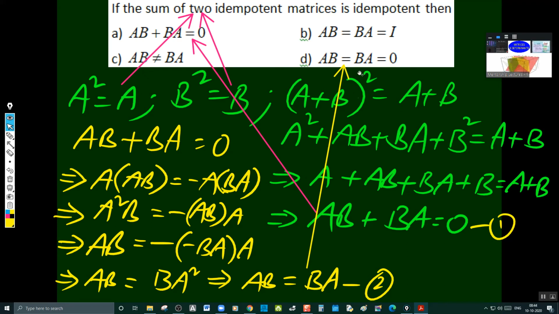But AB is equal to BA is equal to I cannot be decided, but this is equation 1, this is equation 2. If you replace BA with AB, 2AB is equal to 0, AB becomes 0. That's it. So A and D are the options. I'm moving on to the next question, please. Okay.